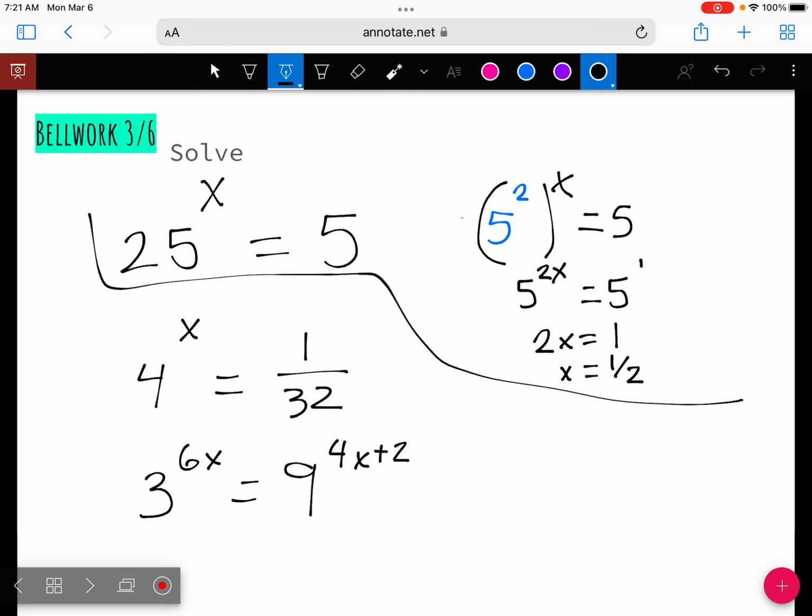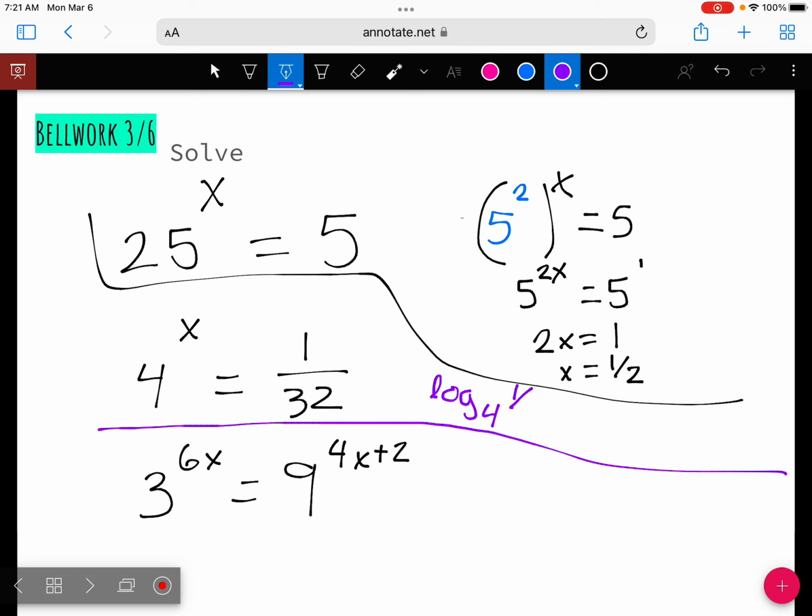Your other option is to use logs. So we could use our log-base-exponent thing and figure out that this is going to be log base 4 of 1 over 32 equals x.